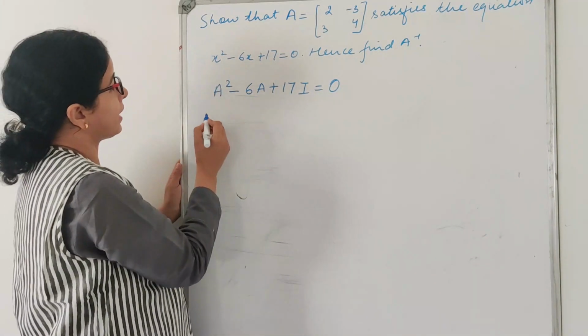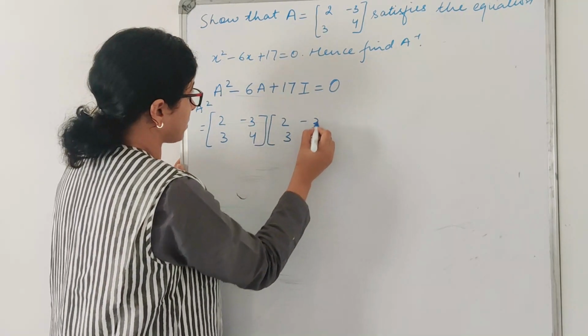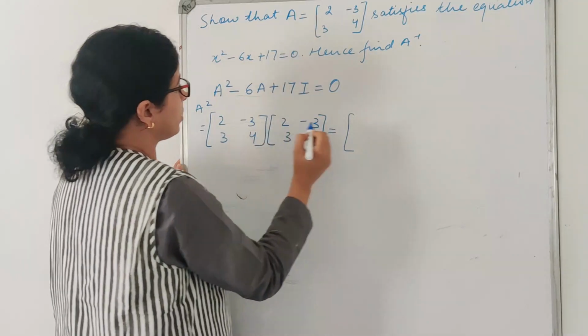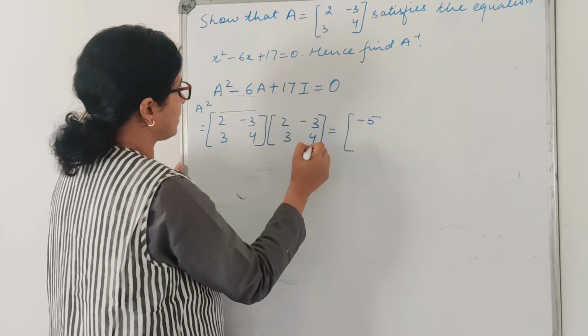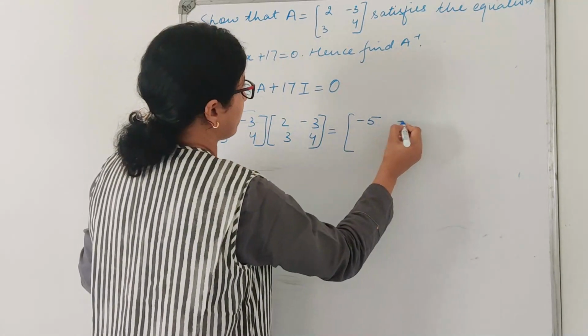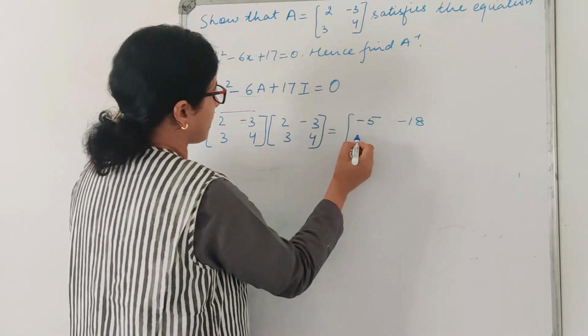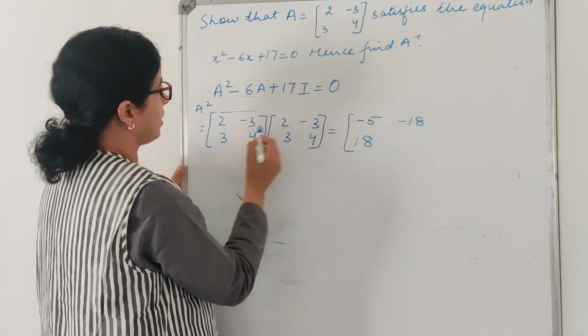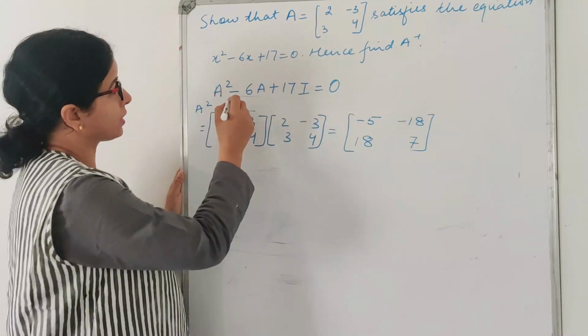First of all, I'll find A square, which is nothing but the product of the matrices twice. So it will become 4 minus 9, minus 5. This into this, second column. So minus 6 minus 12, minus 18. 6 plus 12, 18. Minus 9 plus 16.